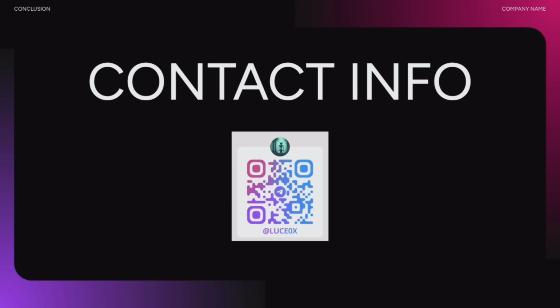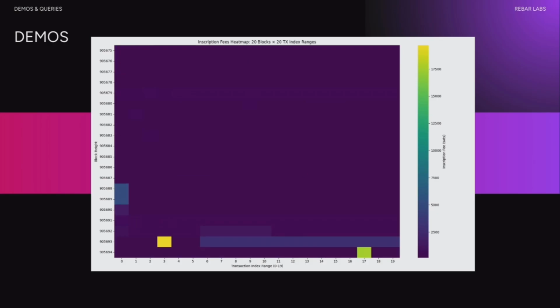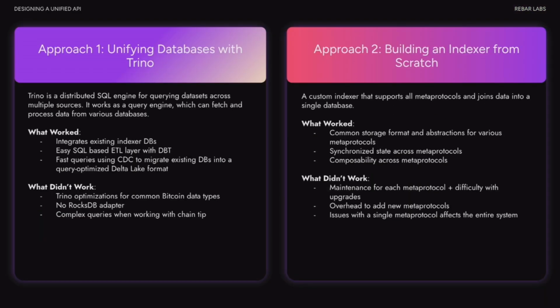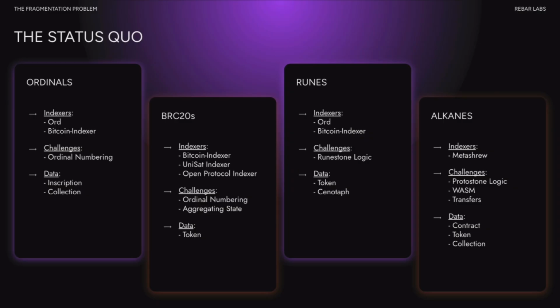Is that because people who are interested in this data are interested in the data across all the meta protocols, or is it for another sort of technical reason?